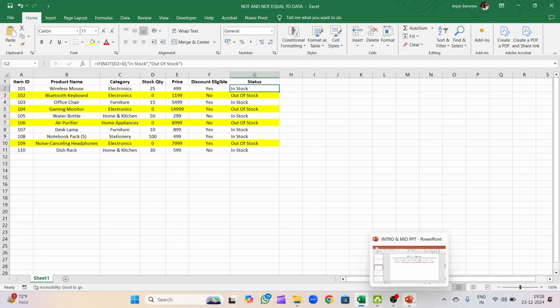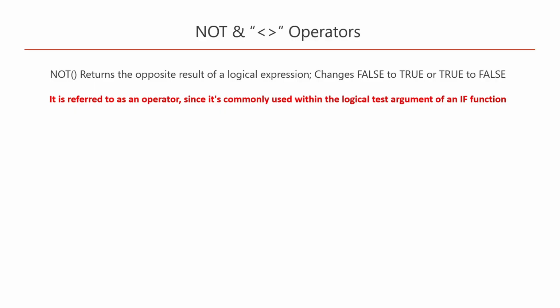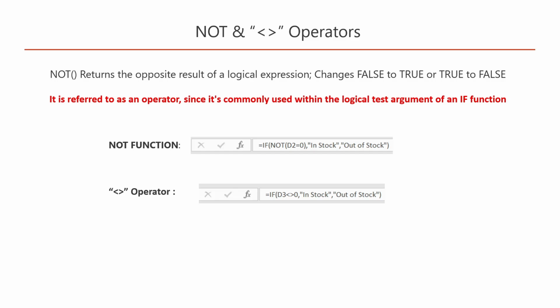Now the same thing can be expressed with the help of a not equal to operator. Right, so this is what we had written in the NOT function. Equal IF, then within the logical argument we have said NOT D2 is equal to 0. Whatever is the true part stays in stock, and the false part is out of stock. And now if you are using the not equal to operator, then this would be the syntax. Okay, now let's check out how it plays out in the Excel sheet.